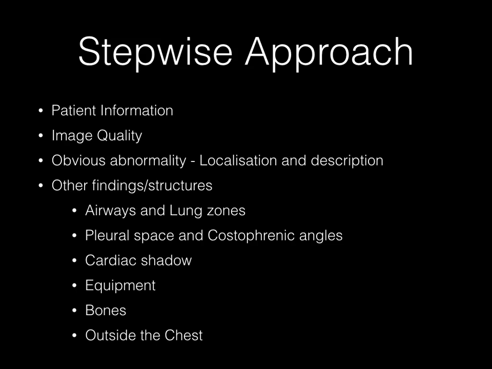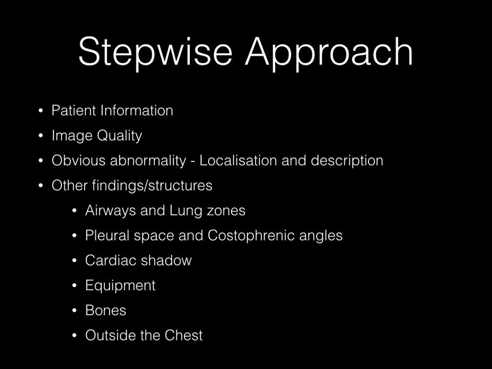So, going to the stepwise approach, the things that you will need to quickly do include making sure that you have the right patient's information, looking at the patient's chest x-ray image quality, describing the obvious abnormality, including localization and description. Make sure that you're saying the right side or the left side. I've seen a lot of people saying pneumothorax, but not really saying which side it was on.